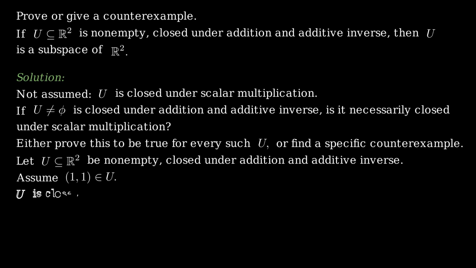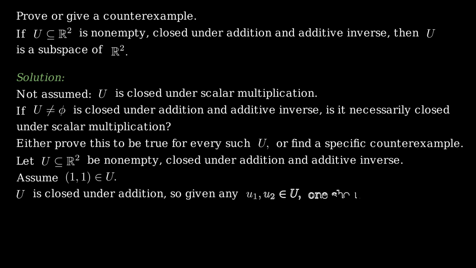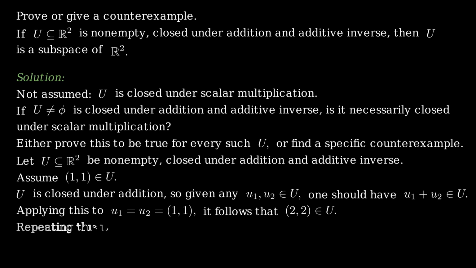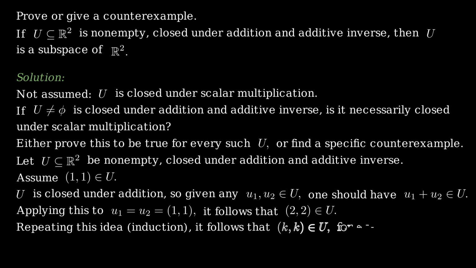Next, use that U is closed under addition. So given any two elements in U, their sum must be in U. Applying this to u1 and u2 equal to (1, 1), it follows that U must contain the vector (2, 2). Repeating this argument, one can show that in fact U must contain every vector of the form (k, k) for k a natural number. Technically, this should be proved using induction.